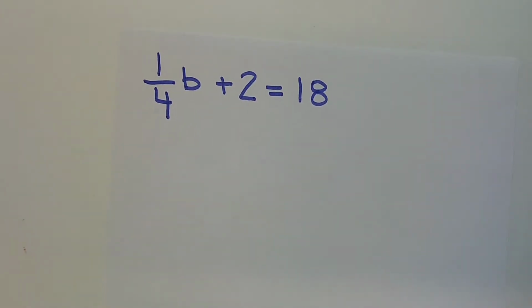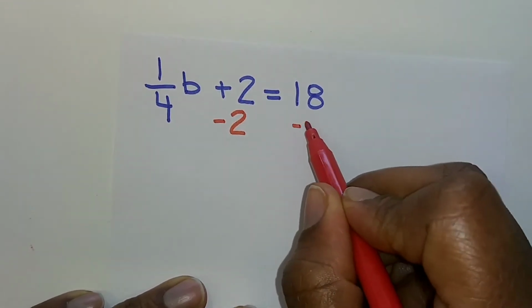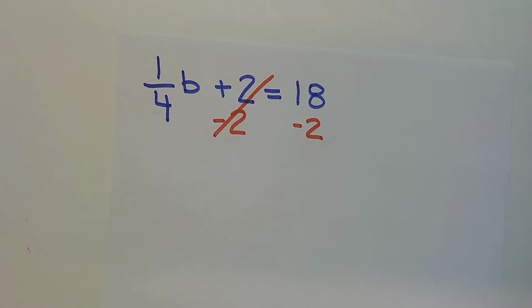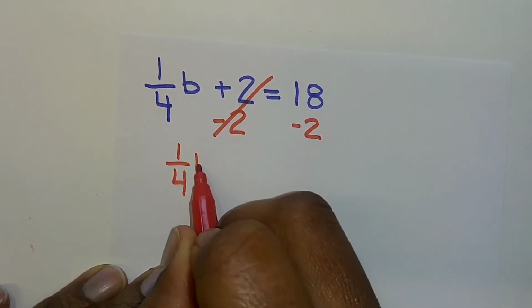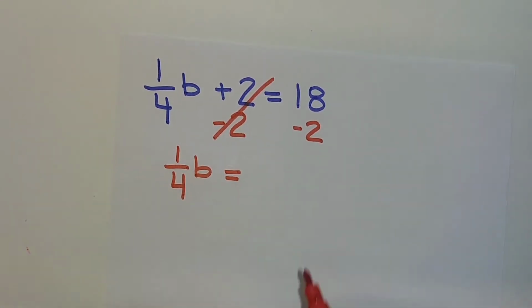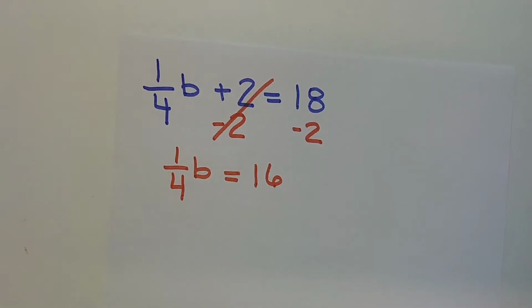Let's get rid of the positive 2 by undoing that with a negative 2. Positive 2 and negative 2 equals 0. So I'm left with 1/4 b. It's the same as 18 minus 2, 16. Now, you may be thinking, how am I going to get rid of this 1/4 b?